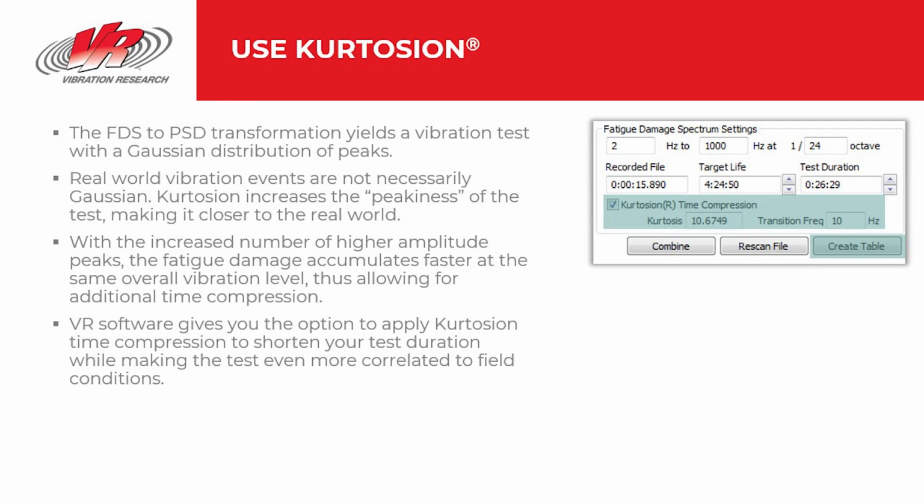With the increased number of higher amplitude peaks that we get when we apply the Kurtosion, the fatigue damage accumulates faster at the same overall vibration level, thus allowing for additional time compression. We can do this in our fatigue damage spectrum software just by clicking the Kurtosion box, as shown here on this screenshot. VR software gives you the option to apply Kurtosion time compression to shorten your test duration while making the test even more correlated to field conditions because we're actually incorporating real peaks. We're getting those real peak loads.